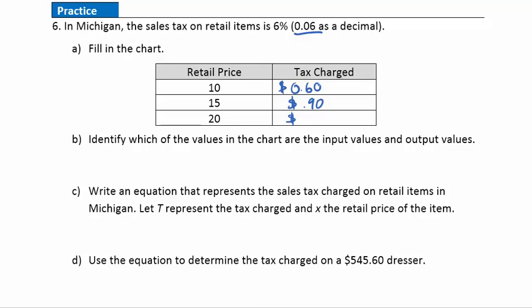$20, well, notice the pattern here. I just keep adding 30 cents every time I go up by $5 over here. So this is just going to add another 30 cents to that, which is going to give me $1.20.